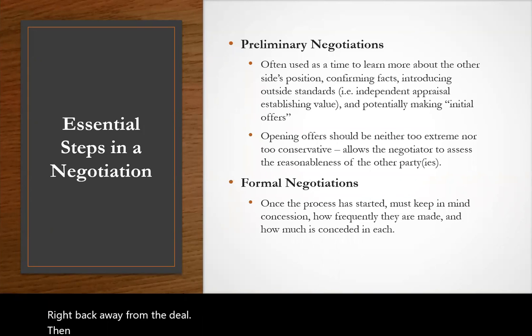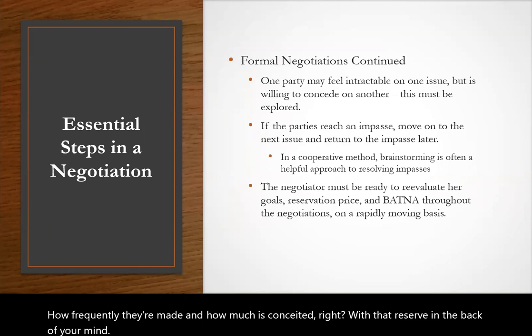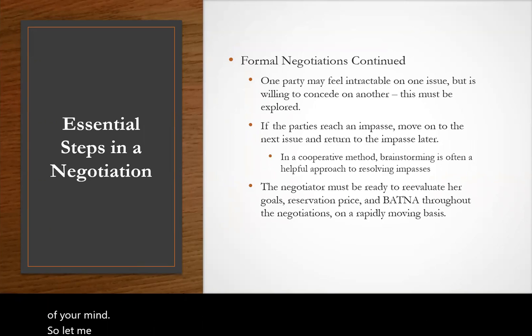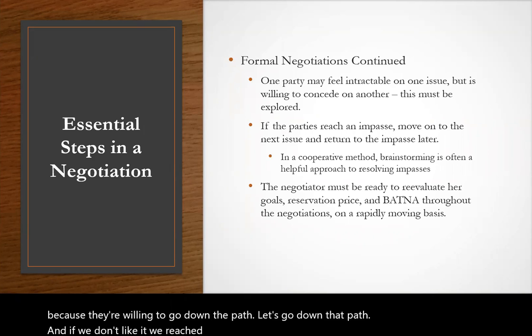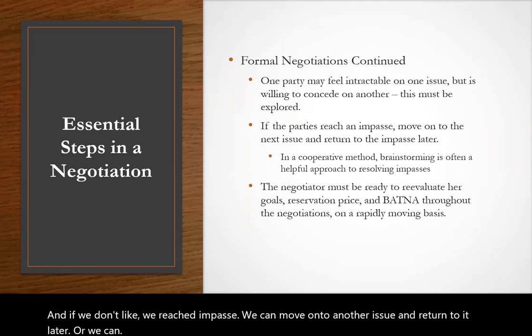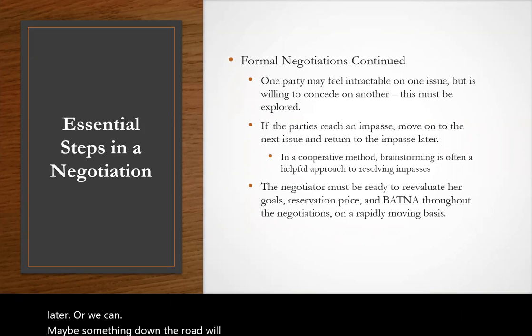Then when formal negotiations begin, you have to keep in mind concessions, how frequently they're made and how much is conceded, right? With that reserve in the back of your mind. So that being said, one party may feel intractable on one issue, but is willing to concede on another. You have to explore it, right? So they're like, yeah, I can't change it on this, but I can change this. Well, let's go down that path, right? Because they're willing to go down that path. And if we don't like it, we reach an impasse, we can move on to another issue and return to it later. Or maybe something down the road will change their mind on the first issue, right?